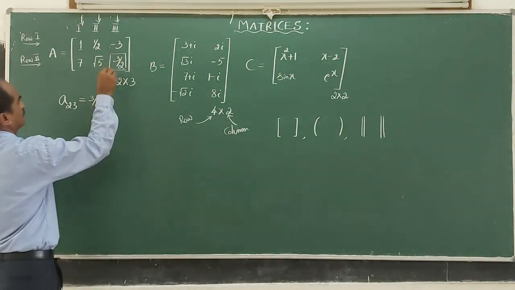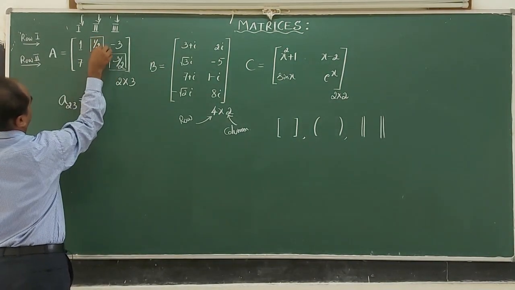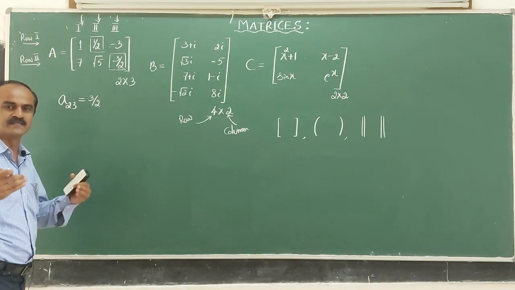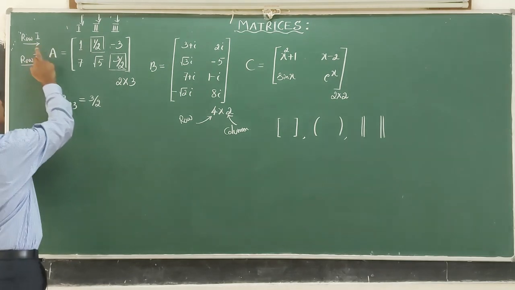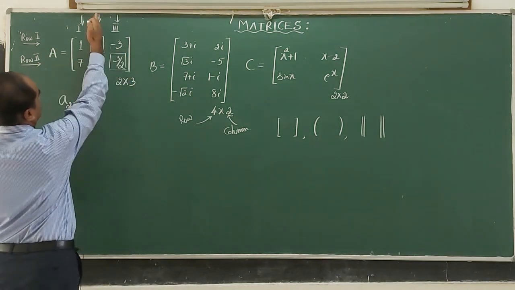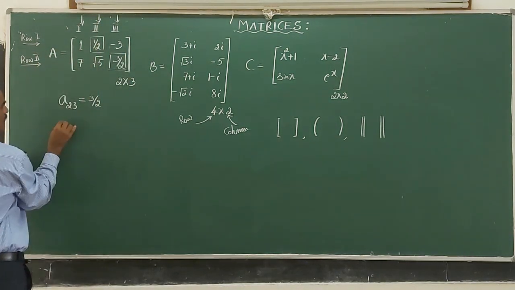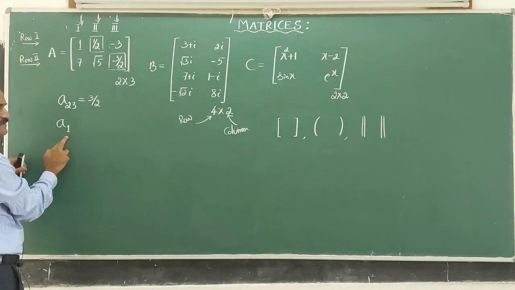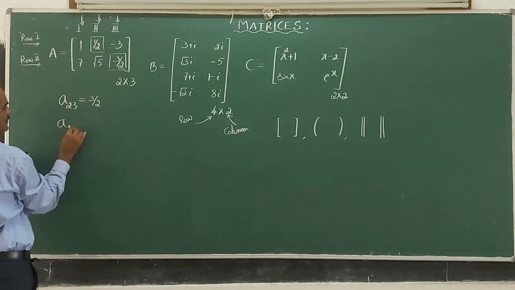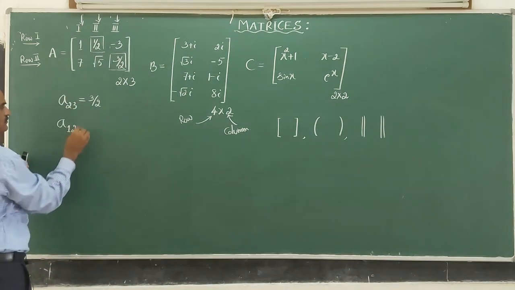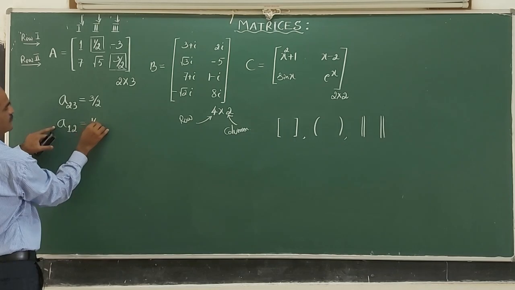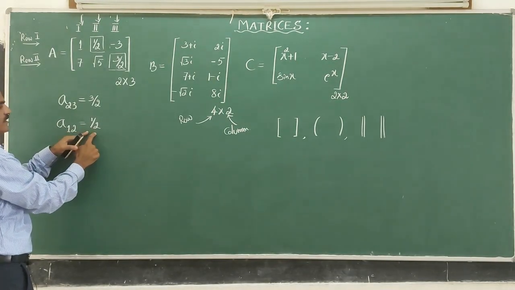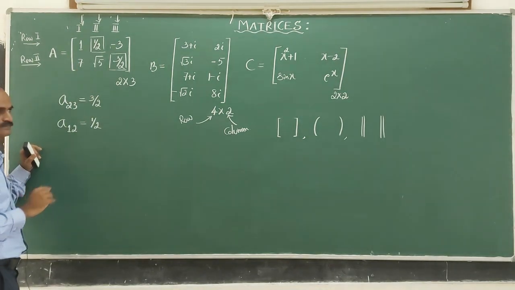Now let me tell you the position of this element. Check again, that element is present in which row, which column? It is present in the first row and second column. How to denote it? The first suffix is 1 because it is present in the first row. It is present in the second column, so write the second suffix as 2. So what is its value? It is 1 by 2. An element of the matrix present in the first row, second column, and its value is equal to 1 by 2.